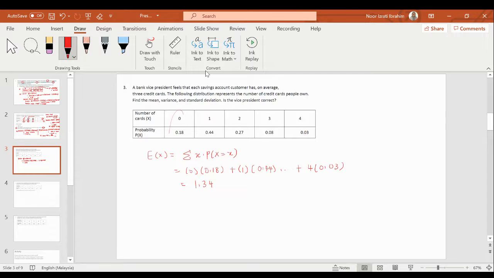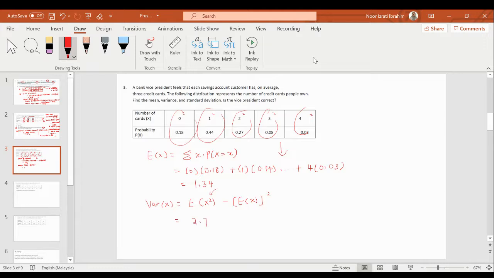When you do your working steps, make sure you write one by one. Okay, this is just a shortcut for me to do. To find the variance, it will be E of x squared minus E of x squared. Then here you have to find first E of x squared. How to find E of x squared? You have to square first each of the x and then you multiply with probability.